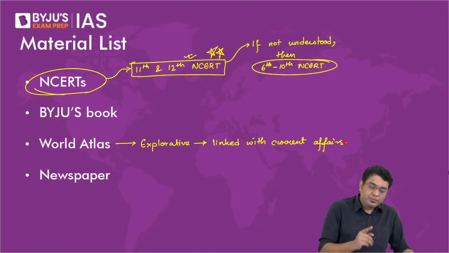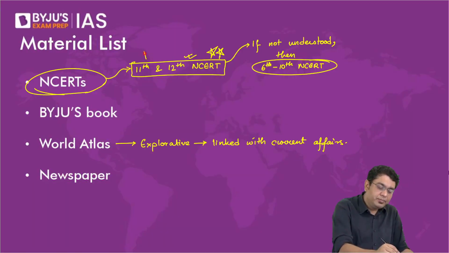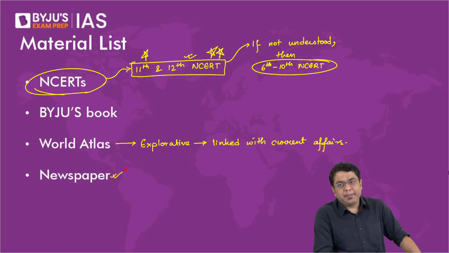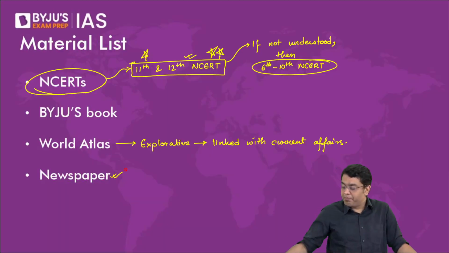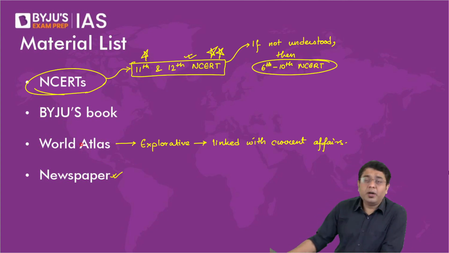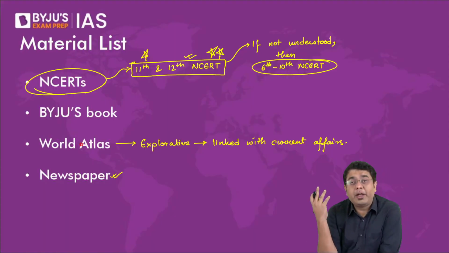So that is how the atlas has to be used. Okay. So NCERTs are the main book. Newspaper has to be read on a daily basis. There are no two ways around it. Newspaper reading is an absolute must. Okay. Should we need to buy another book? Absolutely not.